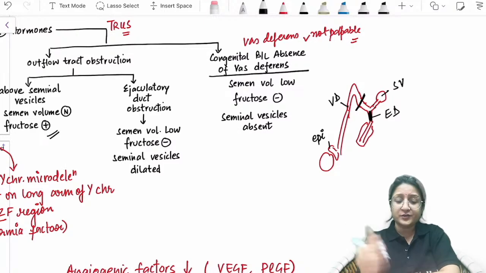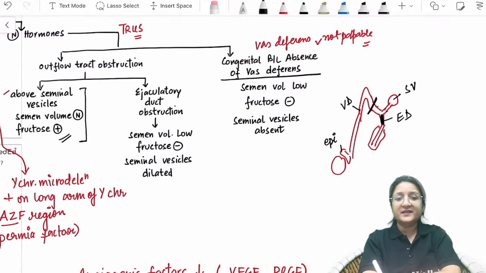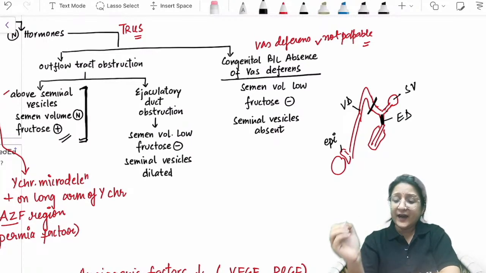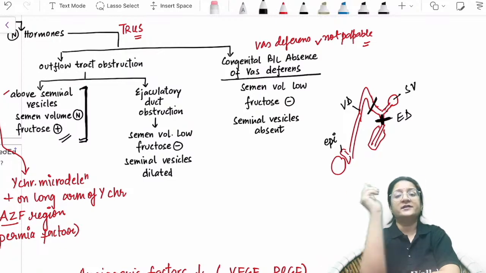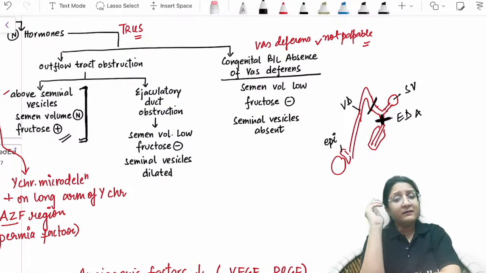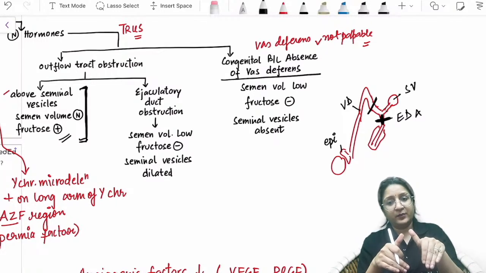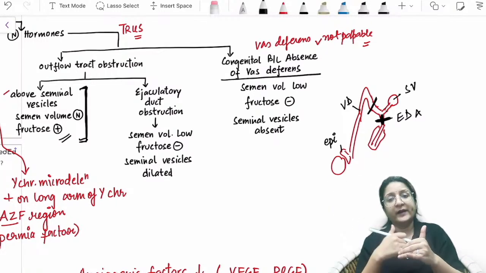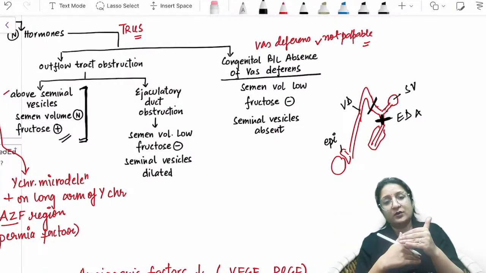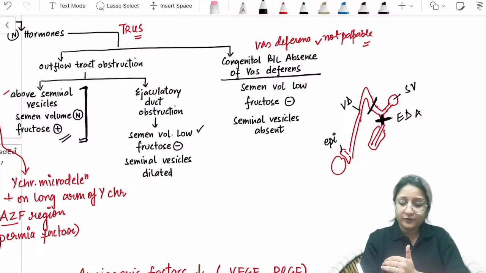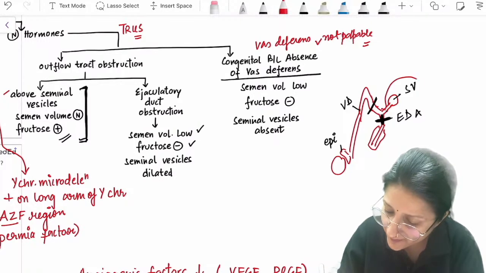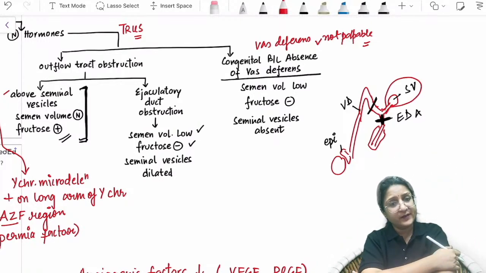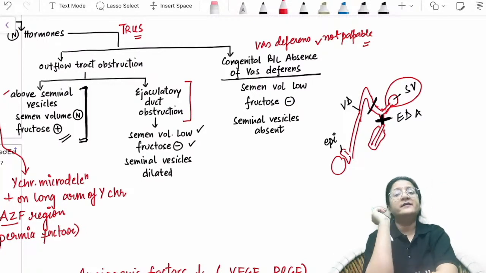Okay, if the outflow tract obstruction is above the seminal vesicles, I'm talking about the situation here. But if the outflow tract obstruction is at the level of the ejaculatory duct, so if there is ejaculatory duct obstruction, then what will happen? Sperms are also not entering into the urethra, and on top of that, seminal fluid secretions are also not happening, fructose is also not entering. So the semen volume is going to be low, fructose is going to be absent in the semen sample, and these seminal vesicles are going to be dilated. Dilated seminal vesicles are going to be there. So that will make the diagnosis of ejaculatory duct obstruction.